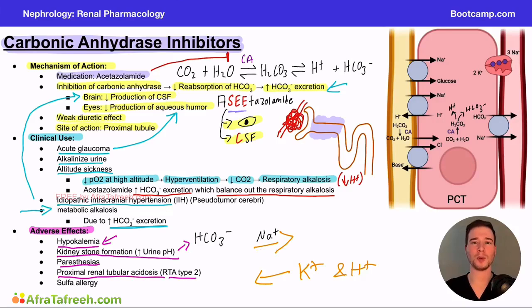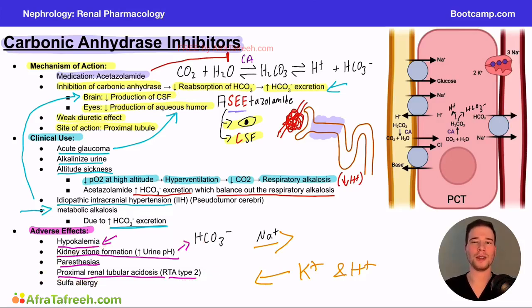That's right, the problem is with bicarb reabsorption. So this medication essentially mimics an RTA type 2. Giving somebody acetazolamide is going to keep more bicarb in the tubule itself, increasing excretion. Well, that's the same problem that a patient with an RTA type 2 has, or a proximal renal tubular acidosis.